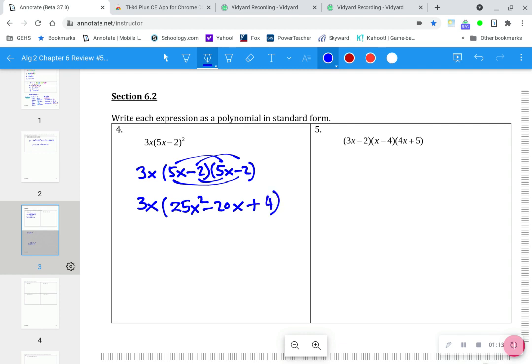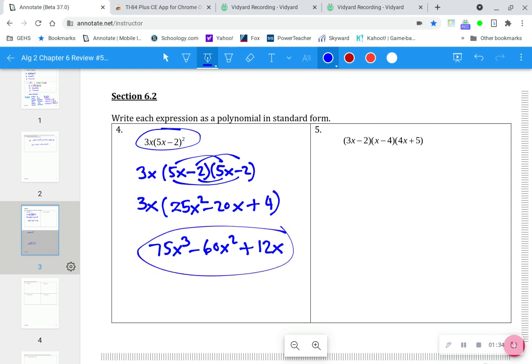And the last step here would be to distribute all the way down. So 75x cubed minus 20 minus 60x squared. And then 3x times 4 is 12x. Okay, now if you want to check that work, you can type the original and the final and compare them after you've stored some random number for x.